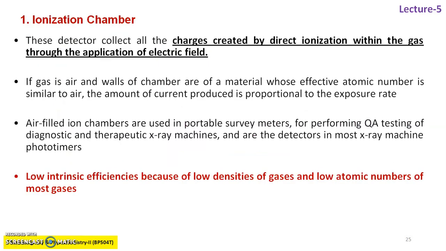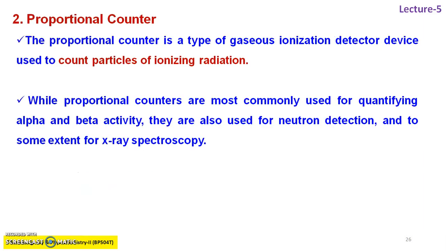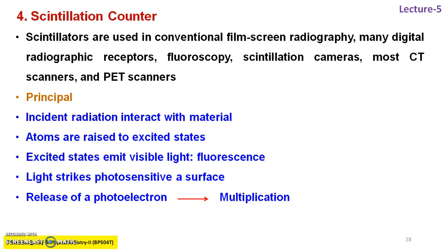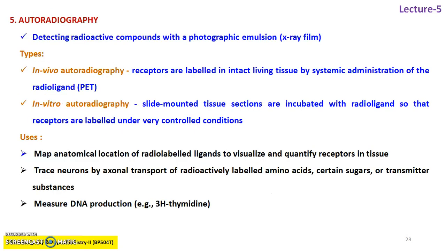Ionization chambers are also used, which collect the charges created by direct ionization of the gas through the application of an electric field. Proportional counters are used, which count the particles of ionizing radiation. Proportional counters operate at a higher voltage than ionization chambers, must contain a gas with specific properties, and are commonly used in standard laboratories. Scintillation counters are used in conventional film screen radiography, many digital radiograph receptors, fluoroscopy, etc.